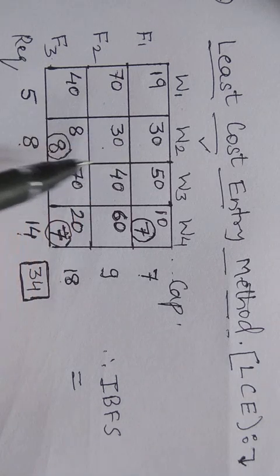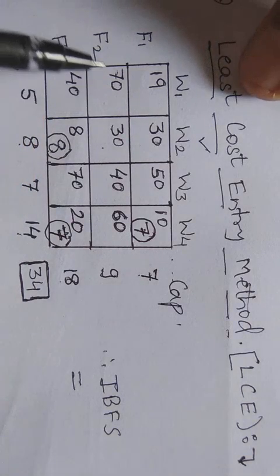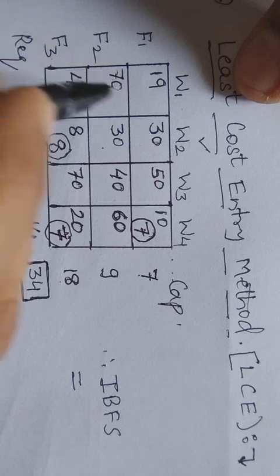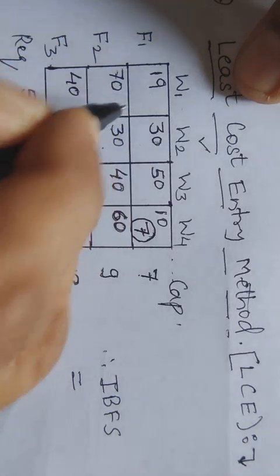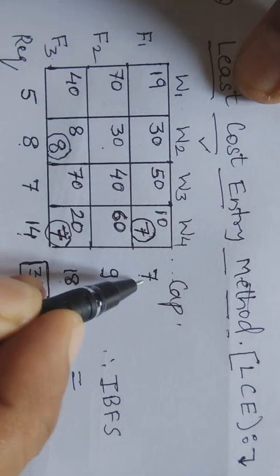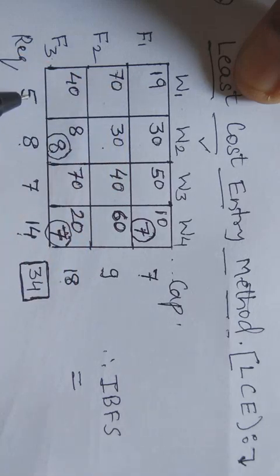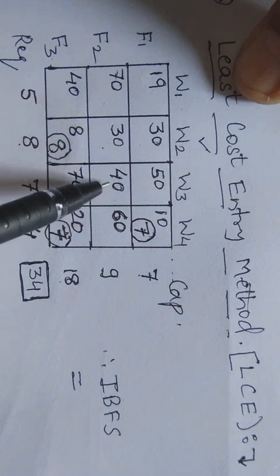Go to the next 30. Sorry, after 20, one more was there: 19. We made a mistake here. 19 is there, the least cost here, F1, W1. So 5 is the requirement. F1 has 7. All 7 are given, so this 19 cannot be done. So we started with 20. After 20, 30 is there. After 30, the next list is 40.